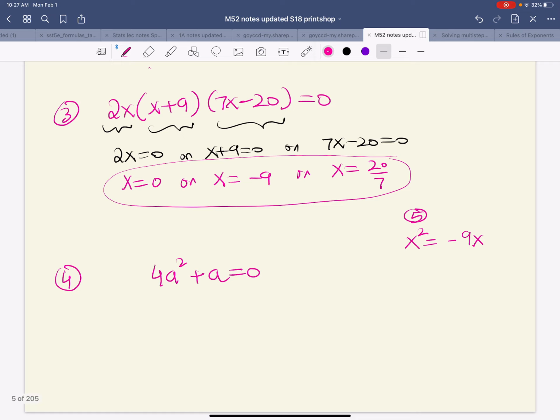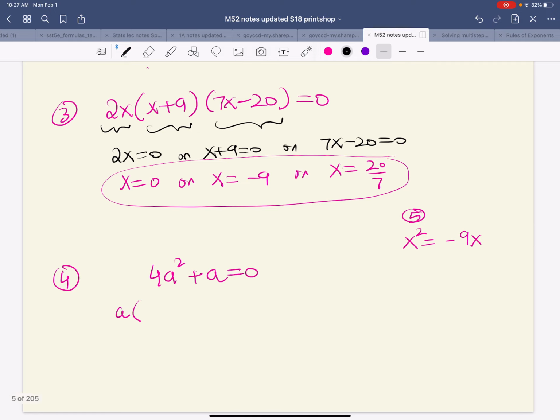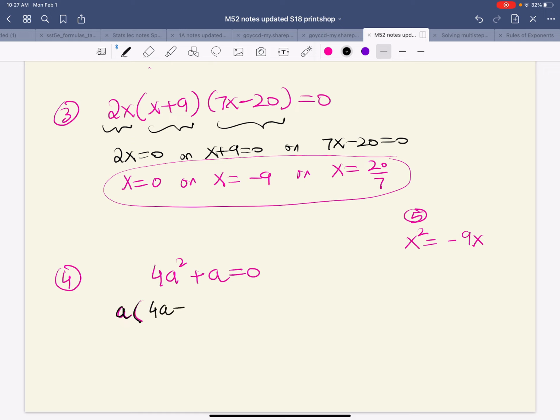Now let's look at example number 4. It is not in the factored form, so I first need to get it in the factored form. And then maybe I can use the zero product property because the right-hand side is 0. So how do I factor it? Let's look for a GCF. Is there a GCF in here? Yeah, there is: a is the GCF. And inside, I'm left with 4a plus 1. Remember to use 1, don't forget, because you want to have a placeholder here. When you distribute the a back, you want to get your original parentheses back.